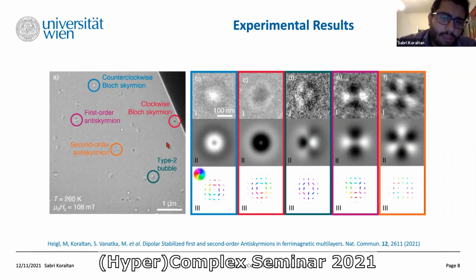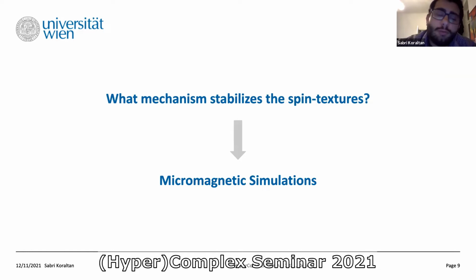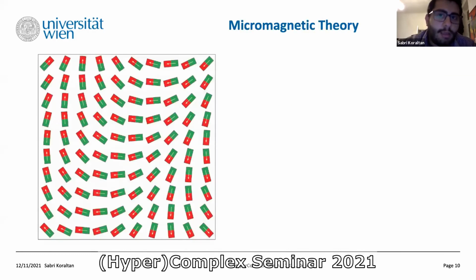So now let's say that we know that in our system we can host all these spin textures. And the question that comes to mind is, okay, but what mechanism stabilizes the spin textures? And this is where we made use of micromagnetic simulations, and where we basically came into the game. So I will also give a brief introduction to the micromagnetic theory, so we can better understand the simulations that we've performed.